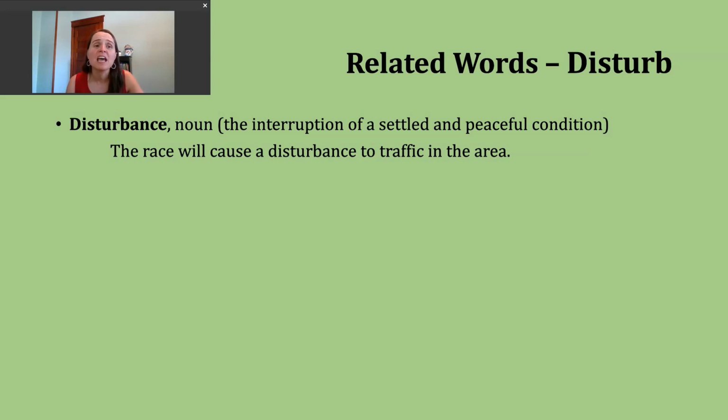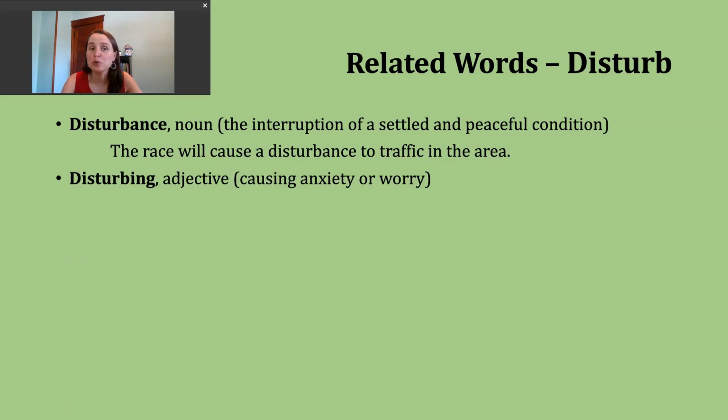I'll also mention that you might encounter this word disturbance in connection to crime reports. You might hear there was a disturbance at this particular location. So sometimes that word is a little vague in that case. We don't know. Maybe there was some sort of fight. Perhaps there was an incident with weapons of some kind. Might not know. But again, think of interrupting a peaceful sort of state.